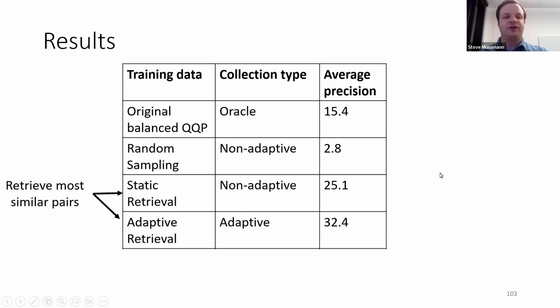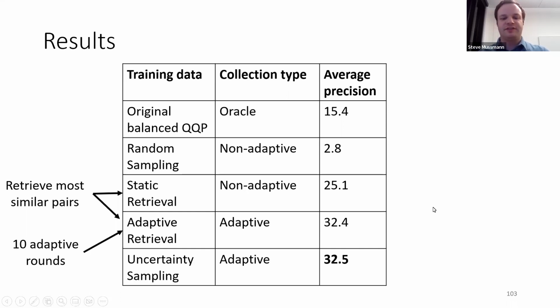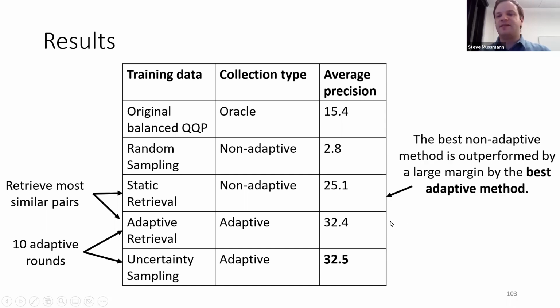Adaptive retrieval, which also retrieves the most similar pairs, but in 10 adaptive rounds. So we select the points that are most likely to be paraphrases, retrain, select the points that are most likely to be paraphrases with that new model, retrain, and repeat this 10 times, we get 32.4. And uncertainty sampling, also when done in 10 adaptive rounds, gets 32.5. So a couple of things to notice: the best non-adaptive method is outperformed by a large margin by the best adaptive method. So adaptivity and active learning is really helping here.